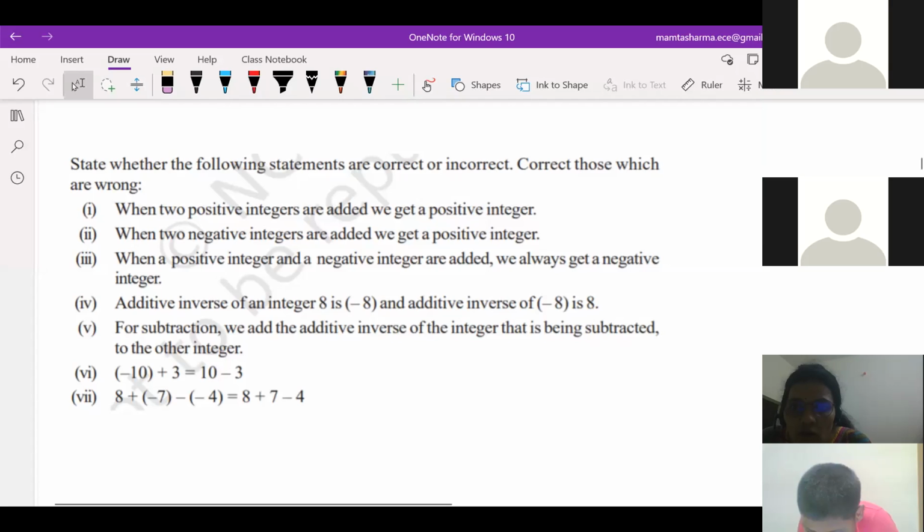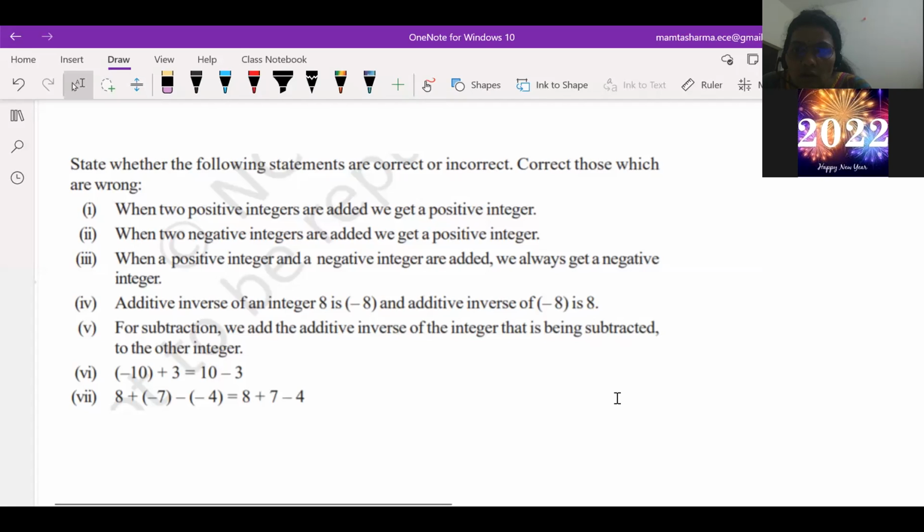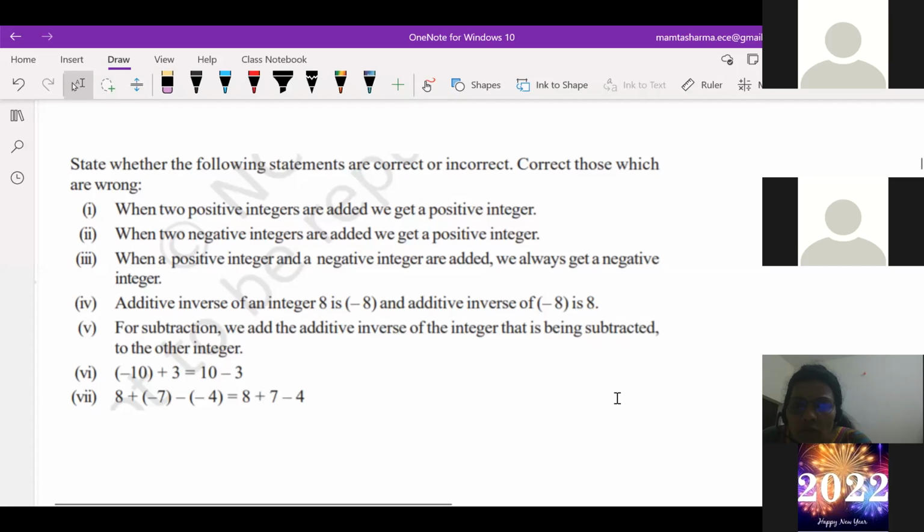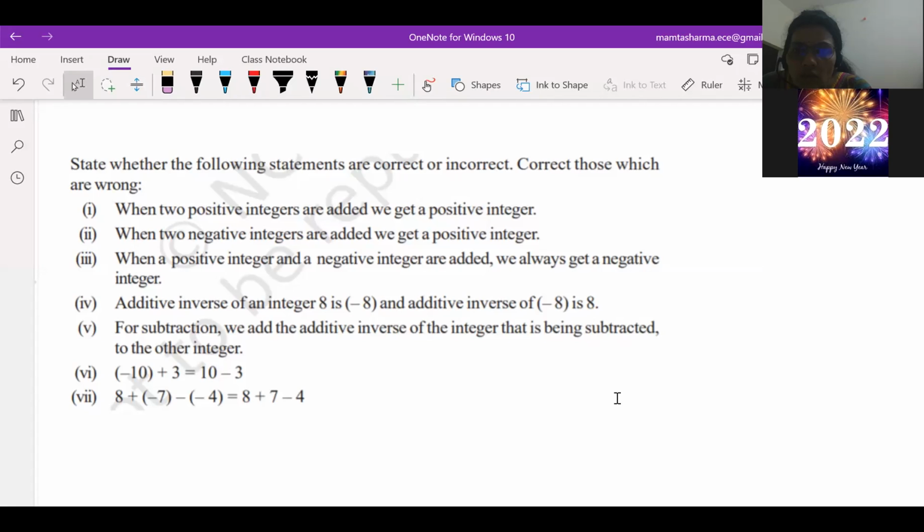Four members should raise. Okay. Hello, ma'am, I was not able to hear you. I had a network issue, ma'am. Which question are we doing in this? We are doing revision. I have started chapter 1 revision.